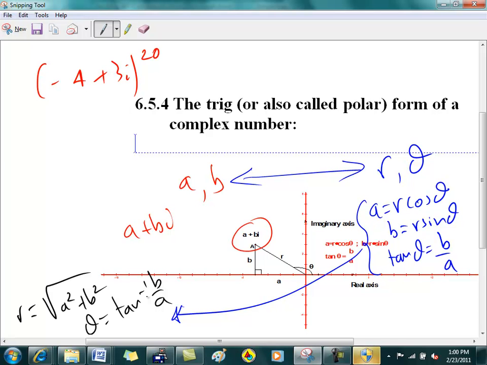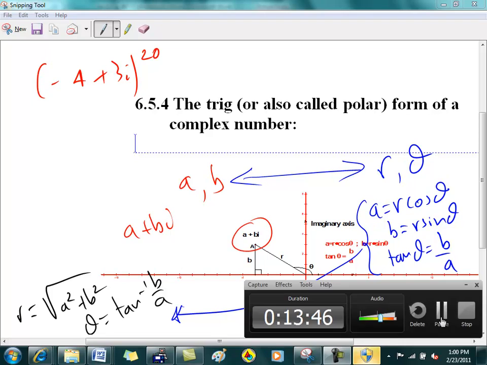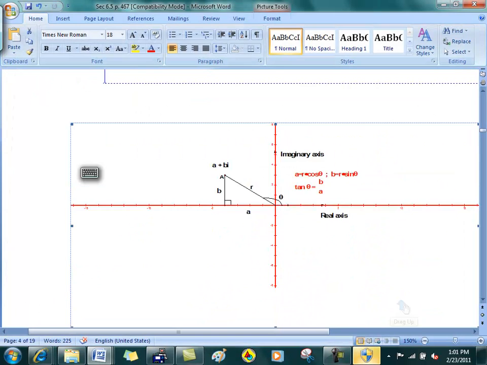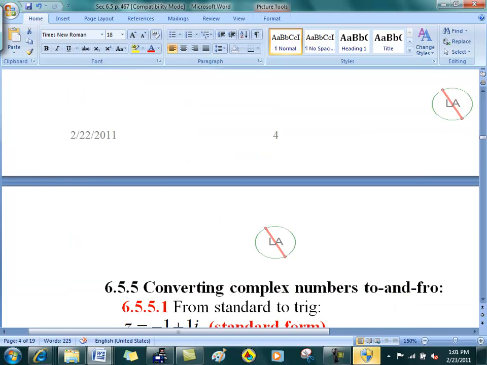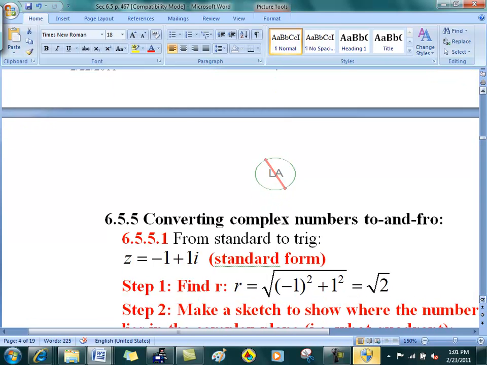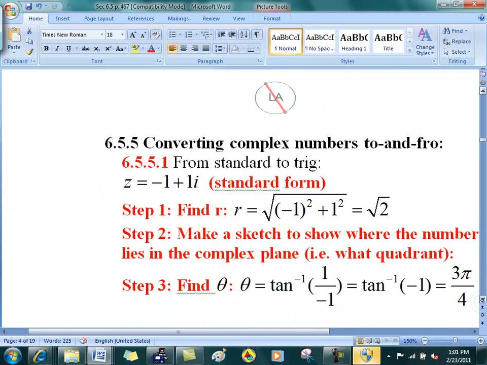All right, so there are connections between a, b and r, theta. And we're going to use this concept in going from a number in standard form into trig or polar form. Okay? Do you want me to pause here for a minute so you catch up? So let's go find the recipe for going from standard form to trig or polar form.